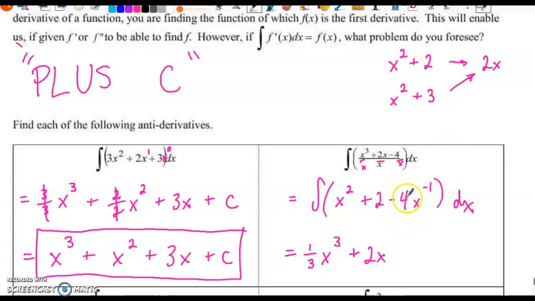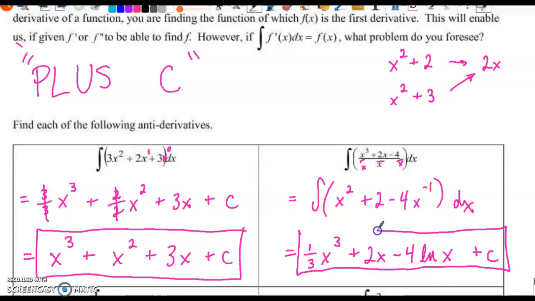At one point, we had a problem that was 4 over x, and think about what problem, when we took the derivative, gave us 1 over x. And that answer would be the natural log of x. And then don't forget about plus c. So this is your final answer for that one.